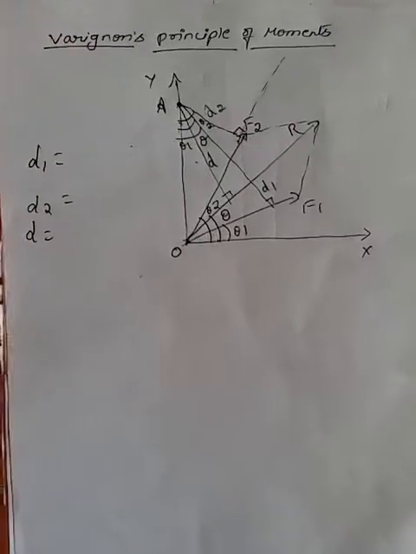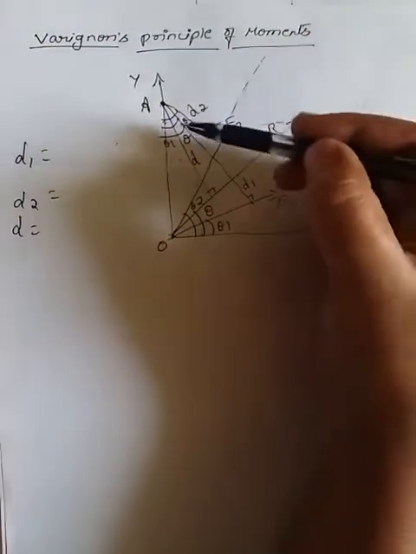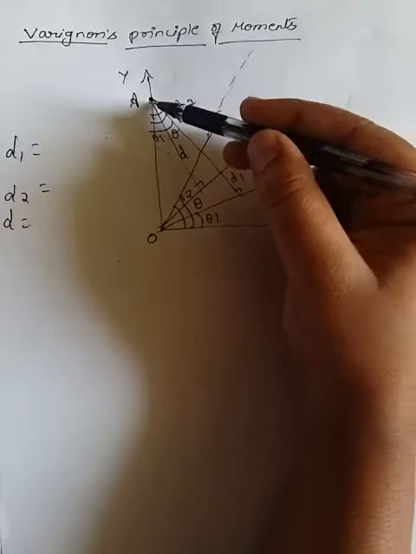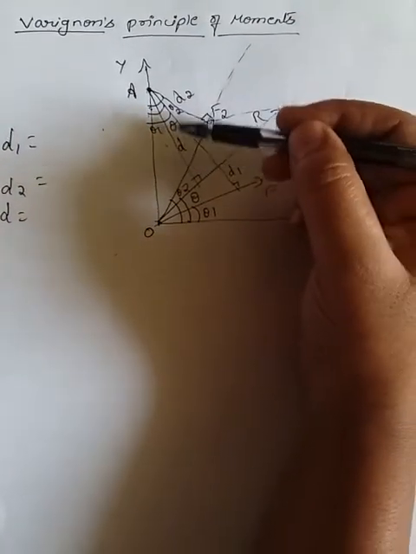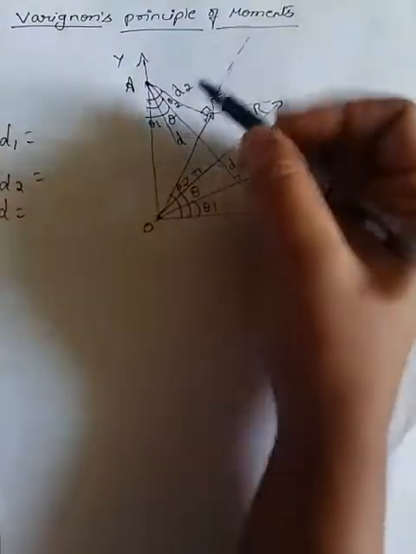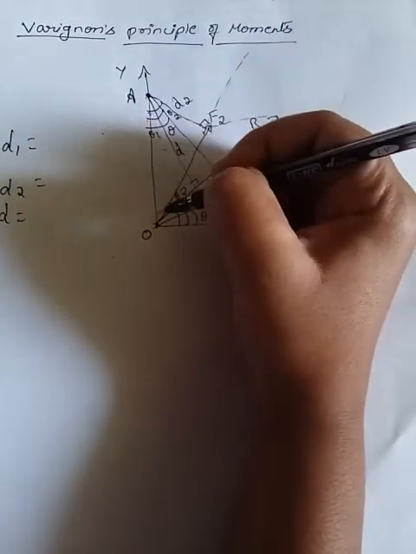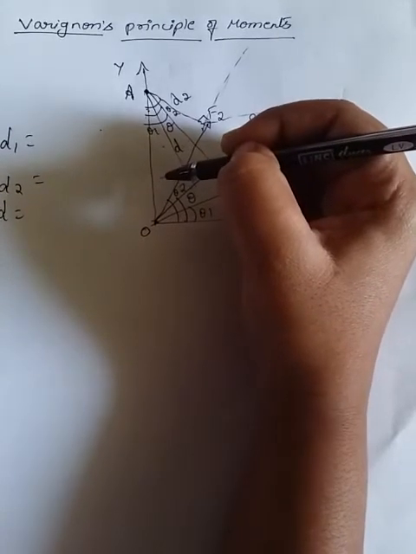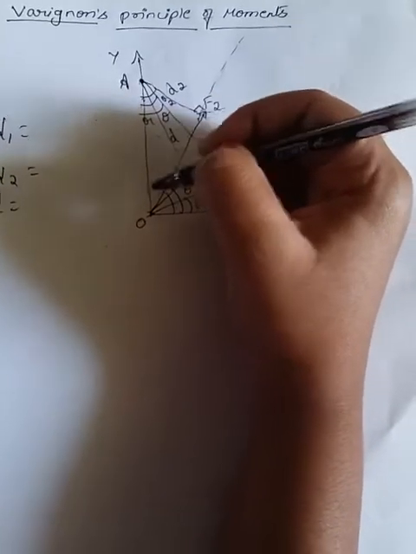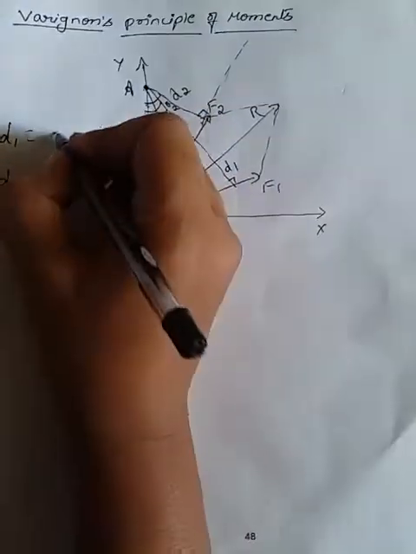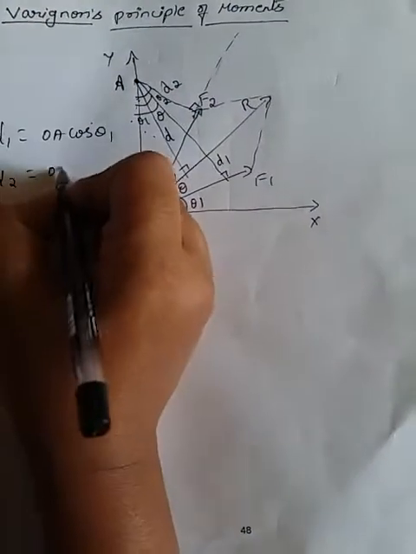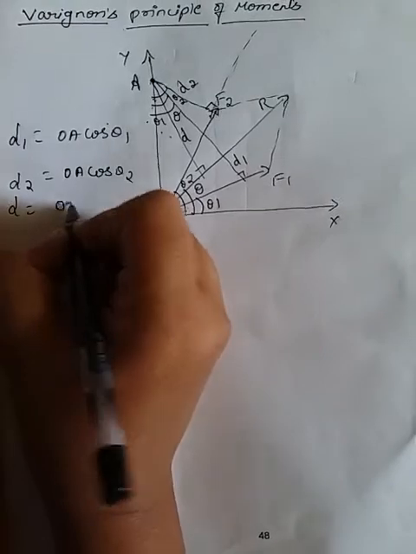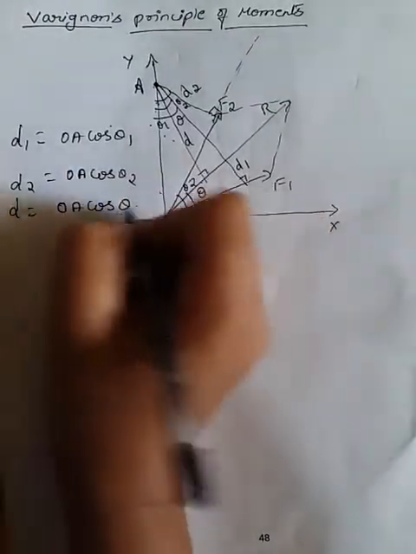Likewise, D1 becomes this side. If you take the triangle A, O, for theta 1, this side becomes the perpendicular distance I am going to find. The distance D1 becomes OA into cos theta 1. Similarly OA into cos theta 2 for D2, and for D it becomes OA into cos theta, with the respective notations I have considered.